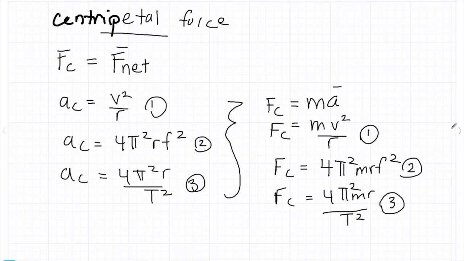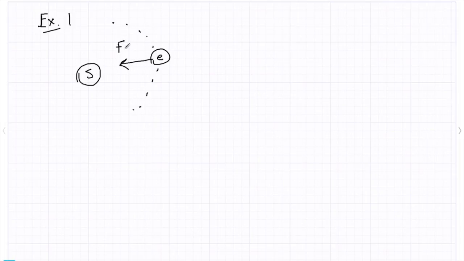So let's look at some examples of when centripetal force is different. The first example I'll use is the example of the Earth and the Sun. So if this is the Sun, the Earth travels around the Sun in more or less a circular motion. The centripetal force is equal to the force of gravity.